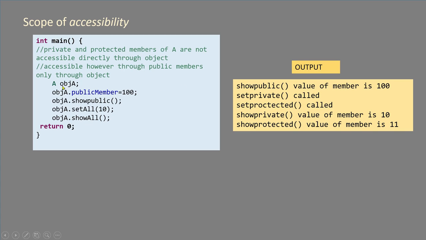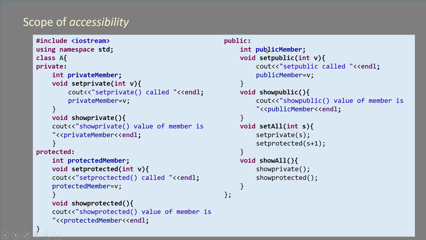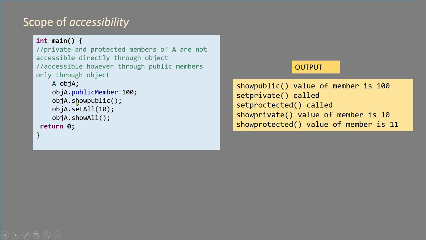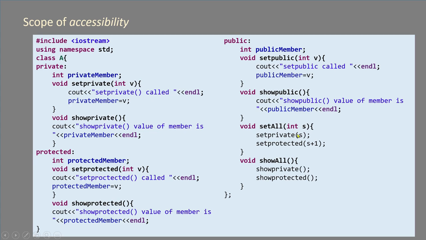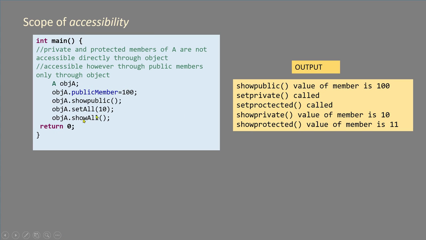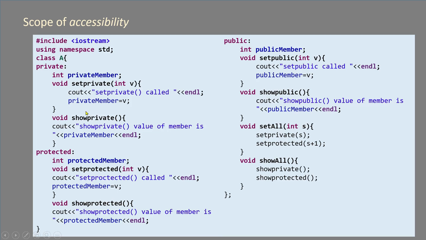I have declared object A public member 100, as a public member can be accessed outside. Show public: the public value of A is this. Show obj.set all. Here I am setting the value for the private one, 10, and for the other one, 11. And I'm printing it: show private 10, show protected 11. So here is the trick. These public portions unlock the execution for the private or protected members.